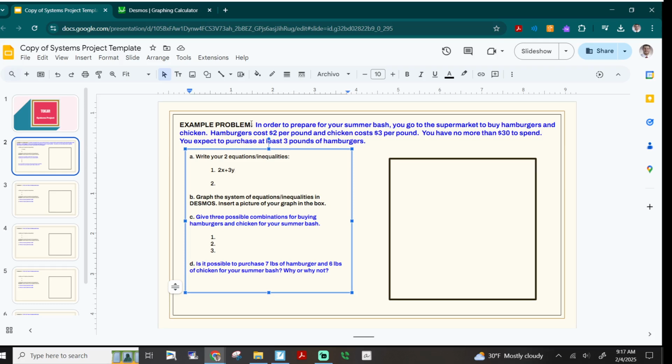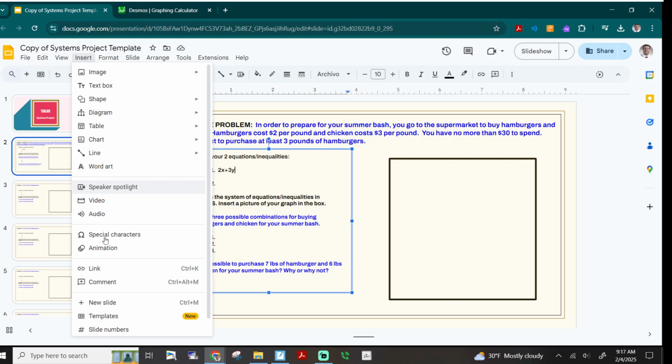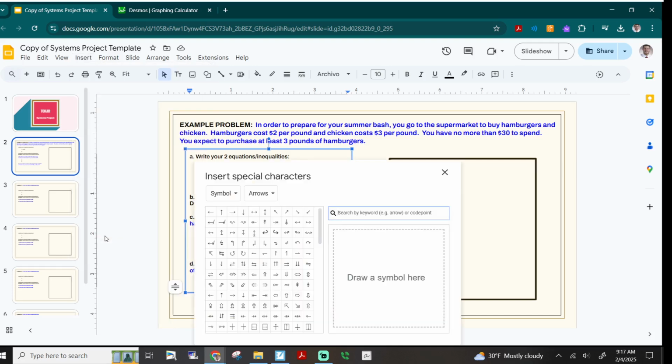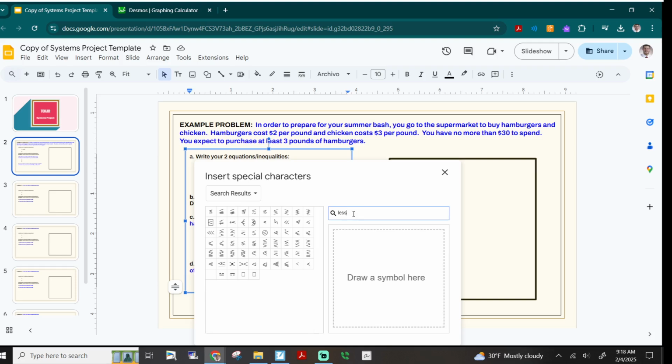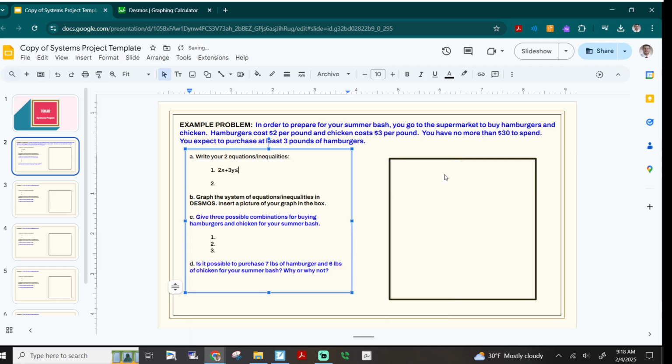When you're putting in inequalities, you can go to Insert, Special Character. A window will pop up, and I want less than or equal to. So if I type in less, I can see my less than or equal to sign pop up, and I click on it. And there it is, less than or equal to $30. There's my first equation. Now all I have left is you expect to purchase at least 3 pounds of hamburger. Now hamburgers are my x variable, x.